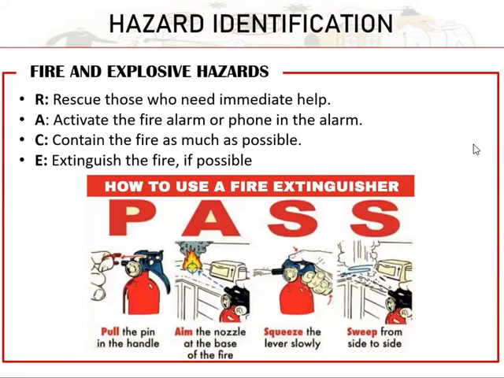Okay, the next one is the fire and explosive hazard. We need to remember this one as well, because we have so many chemicals in the laboratory that are combustible. Okay, so we have here the RACE. These are the 4 basic steps in fire emergency response. R is to rescue. If you are able to rescue others, that is the first thing that you must do. Then A is to activate the fire alarm or phone in the alarm.